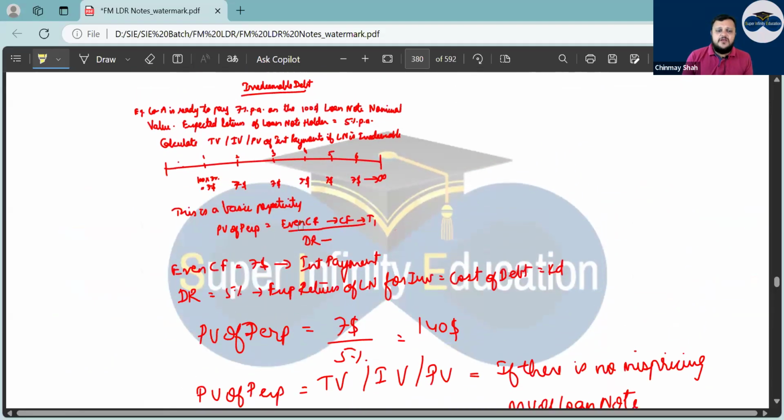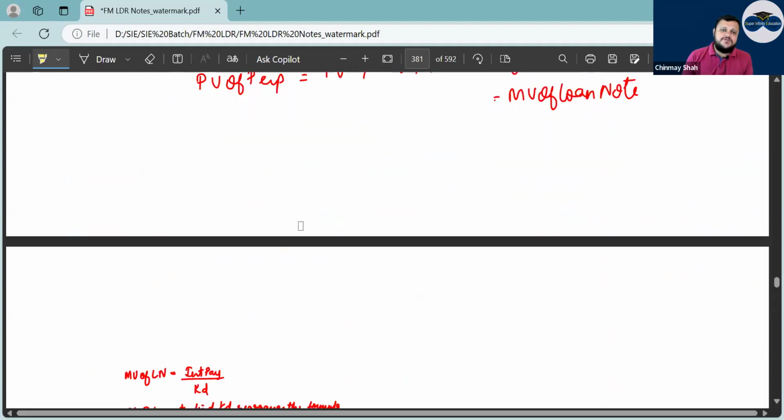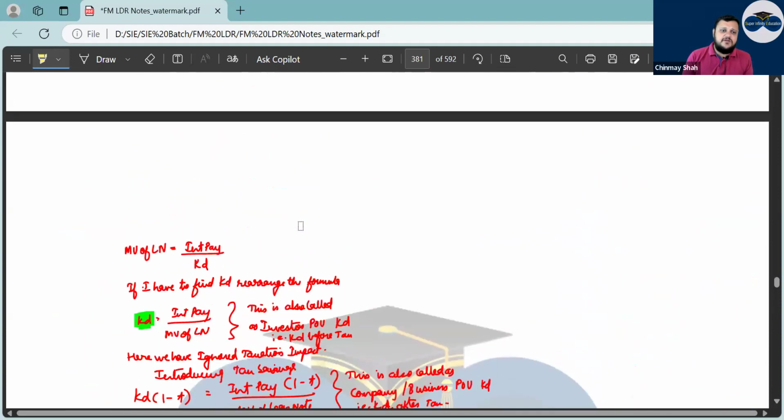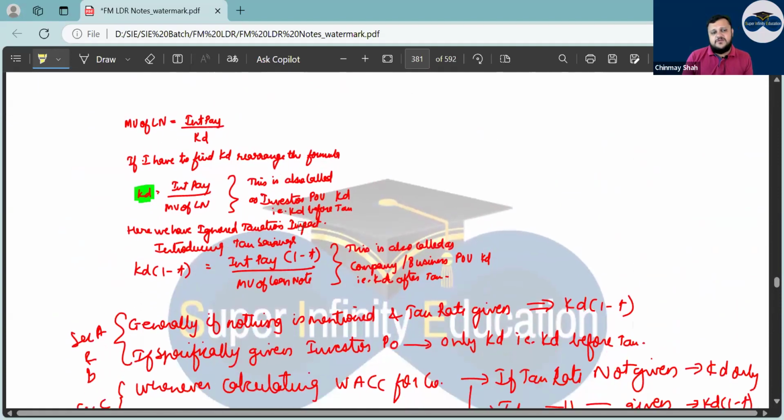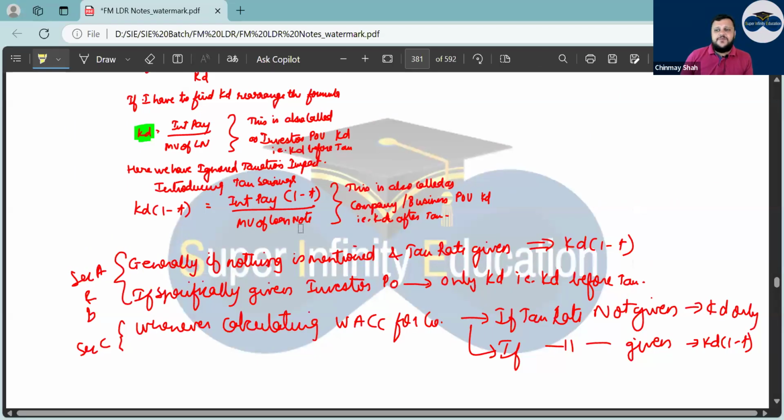It's the same formula, the PV of perpetuity is the derivation of the formula. So KD for the loan note is equal to the interest payment divided by the market value of the loan note. This is from the investor point of view, where tax is not deducted because the tax shield is received by the company, not by investors. So if they ask you to find KD from the investor's point of view, never deduct tax.